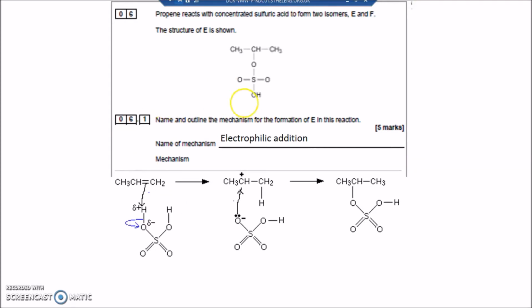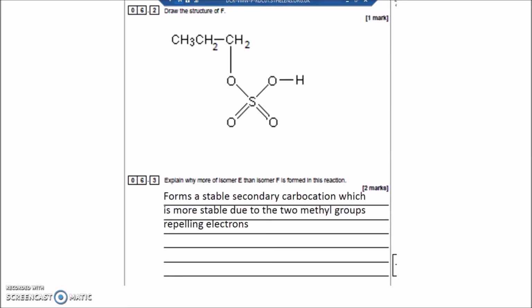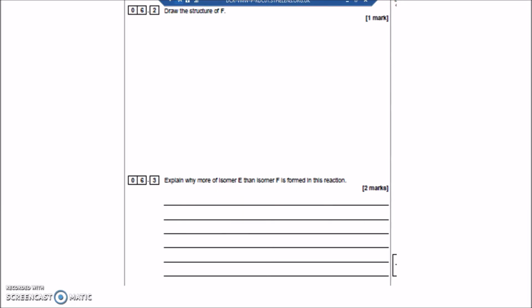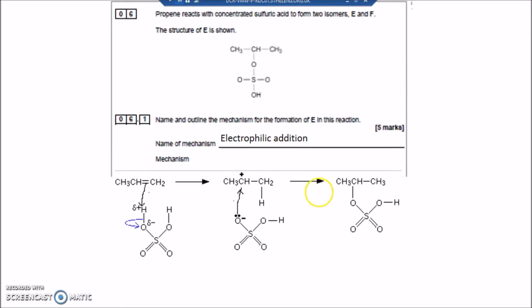If the hydrogen had bonded to the middle carbon, then the C plus would have been on the end carbon, on carbon number 1, on the right hand side, and that would be a primary carbocation, which wouldn't be as stable. And the reason that happens, if you really want to make sure that you get all the marks, is that the two methyl groups either side of the carbocation, to the left and right, repel electrons and lower the size of the plus charge on the carbon.